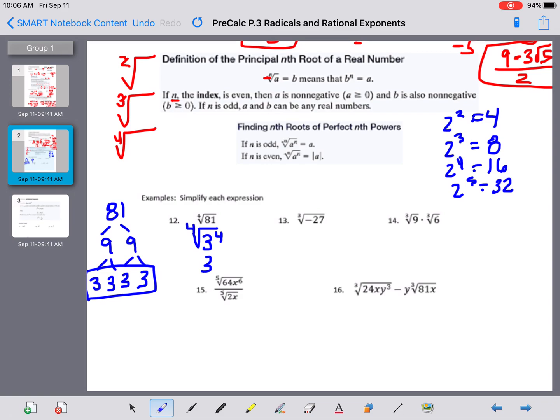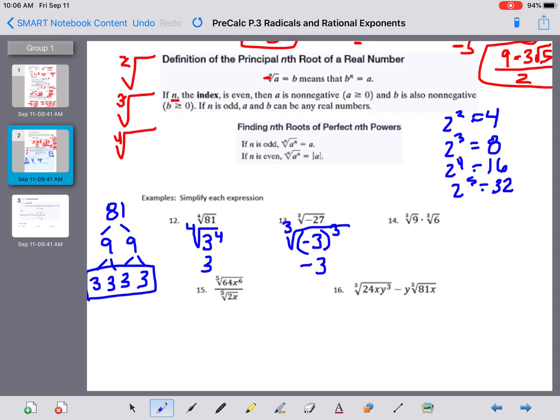Okay, negative 27. What times itself 3 times will give me 27? Well, that would be 3, but it's negative, so it would be negative 3. So I'm saying negative 3 times negative 3 times negative 3 makes negative 27. And remember, you can always replace things inside with a value it's equivalent to. So now I'm asking you, in the 3rd root, what number times itself 3 times gave me negative 27? Well, that would be negative 3. And remember, you can have negative answers on an odd root, but not on an even root.